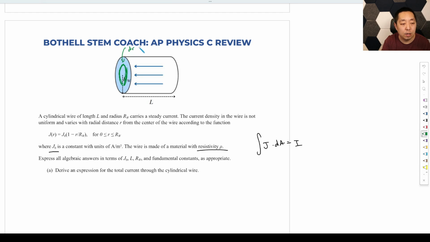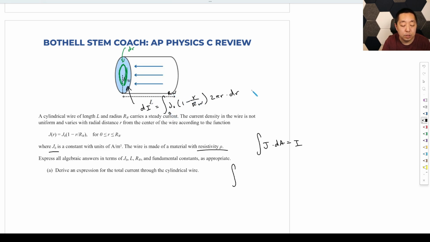So this thickness is dr. Because it's such a thin ring, the r doesn't vary. It has an r distance, but it's pretty much constant because it's so thin. So the amount of current going through there, dI, is the density, J0 times (1 minus r over RW), times the area. And what's the area? That would be like a thin rectangle wrapped into a circle, so you take the circumference of that circle times the thickness. Then to get the total current, you integrate from little r going from 0 to RW.